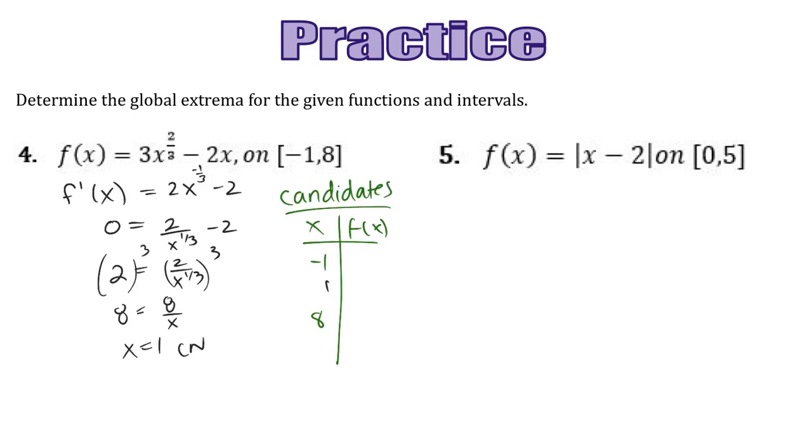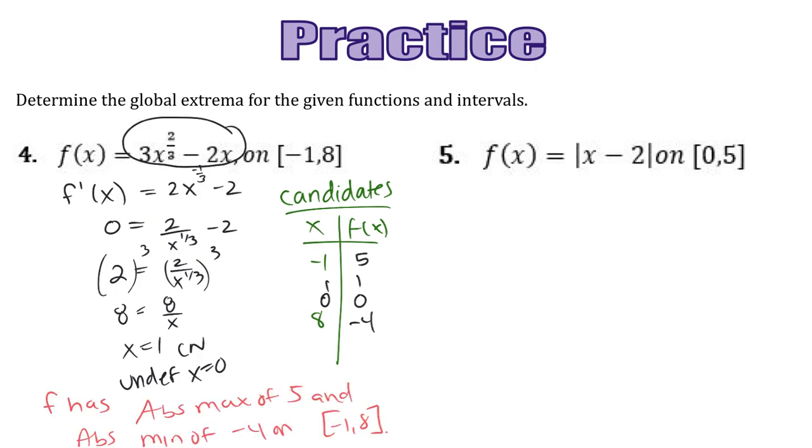So here's our derivative, set it equal to 0. The only critical number that we're going to get is 1, but also the derivative is going to be undefined if x is 0. And now we're going to plug those 4 values into our original function. And from the outputs, we can identify the absolute max and min on this interval. And there we have it.